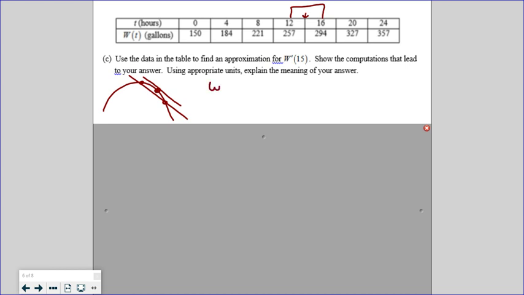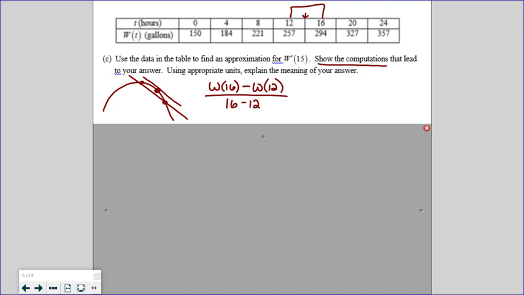One of the things we have to always do is show our setup, show the computation. That will always be a point, always, okay? Whether you do that in function notation or with the numbers, that's not as big of a deal. I'll show the function notation and the numbers. So we would do W of 16 minus W of 12 over 16 minus 12. That would be my setup.